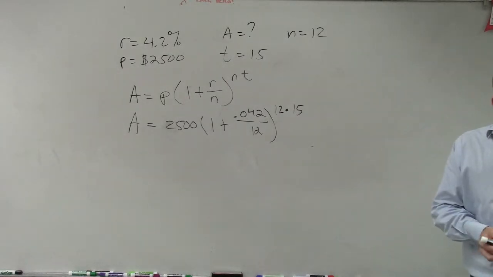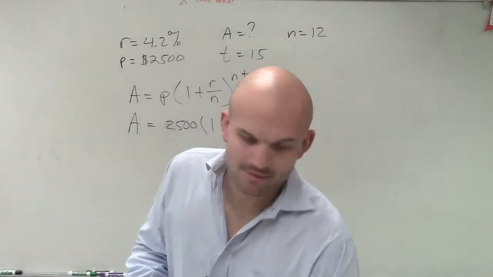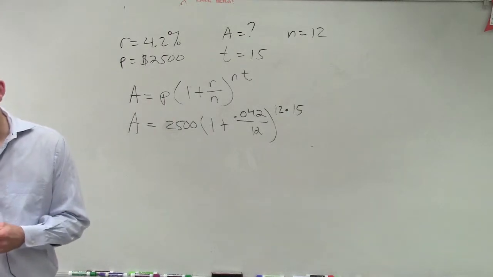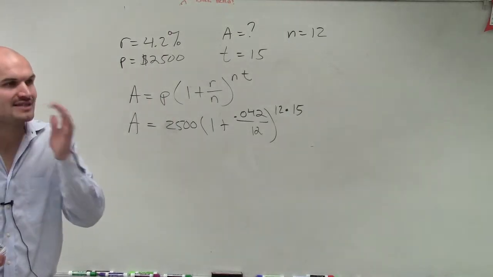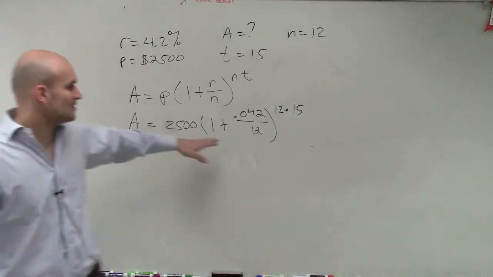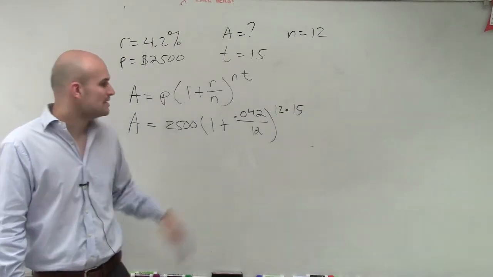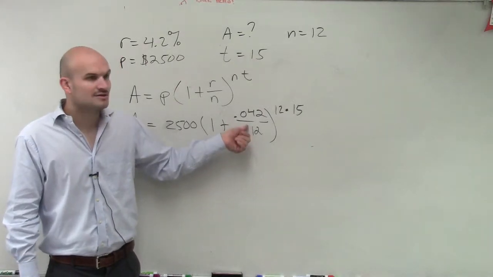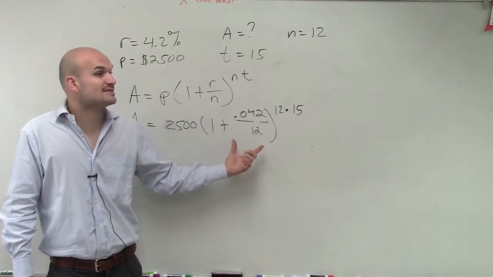Okay? Now, you guys can plug this in your calculator all at one time, but my recommended way to do this, just to make sure, is to apply the order of operations. It's a very simple and foolproof way of not making mistakes, because sometimes if you plug this in your calculator, you might not put the parentheses in the right way, and you might get a wrong answer. So what I like to do is follow the order of operations. Order of operations says to do what? Inside the parentheses first.